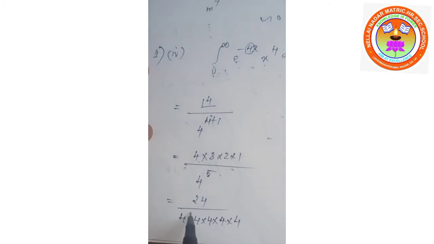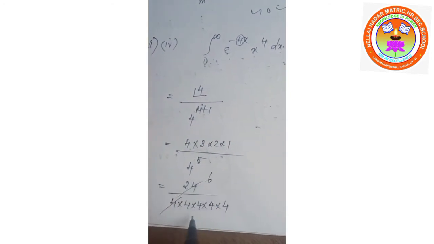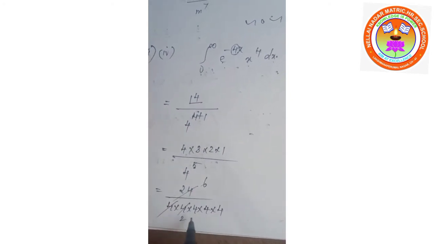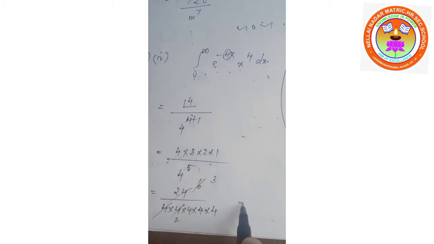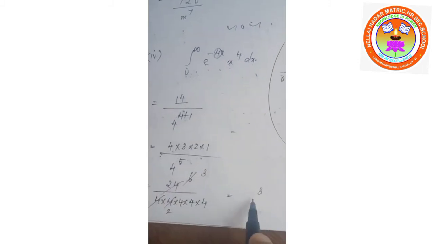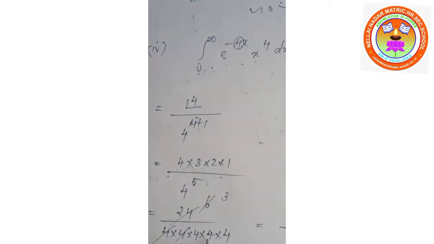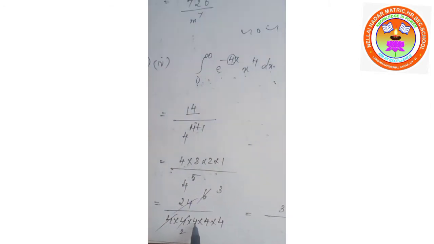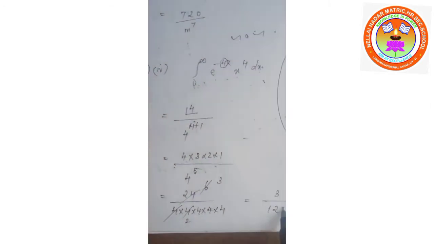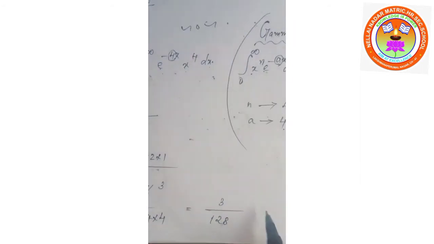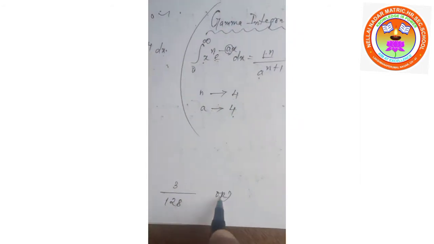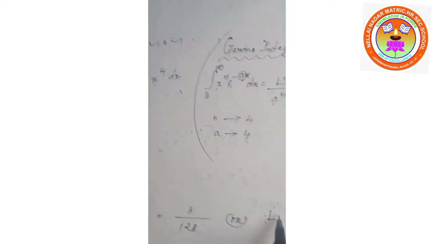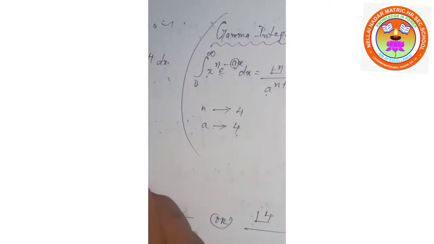We can simplify using the 4 table, how many times? 6 times. And we can divide by the 2 table 2 times, 3 times. That is equal to 3 in the numerator. 4 4s are 16, 16 4s are 64, 64 2s are 128. Or we can write 4 factorial as it is, divided by 4 power 5.